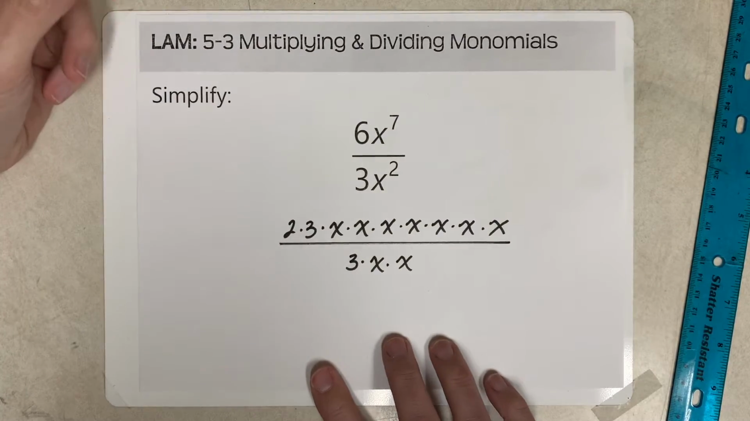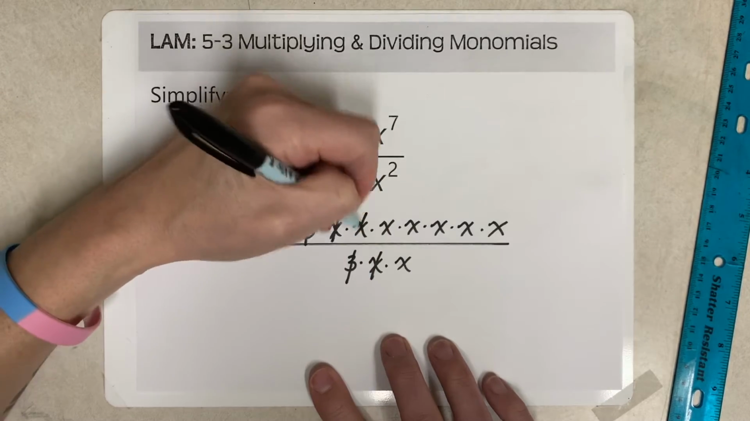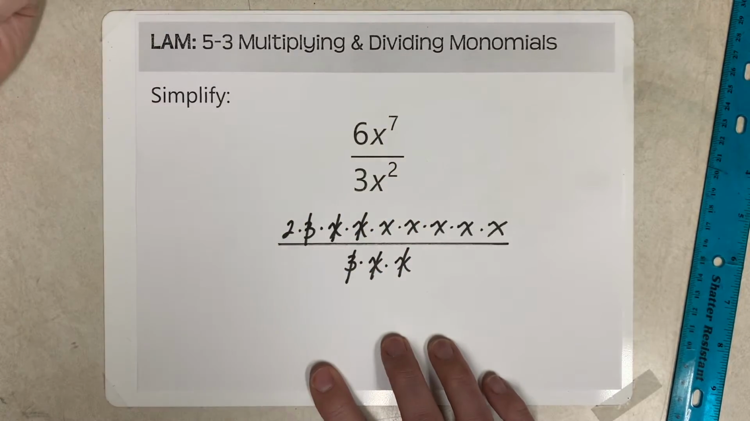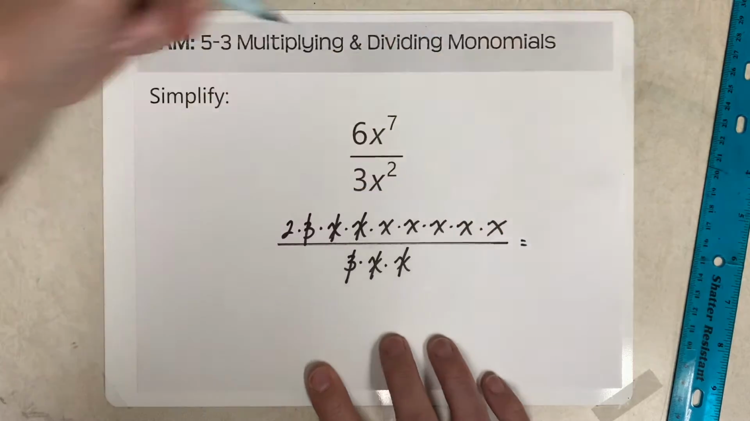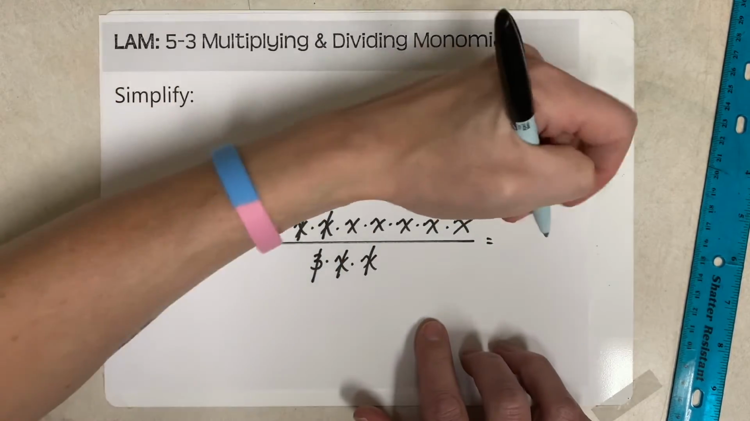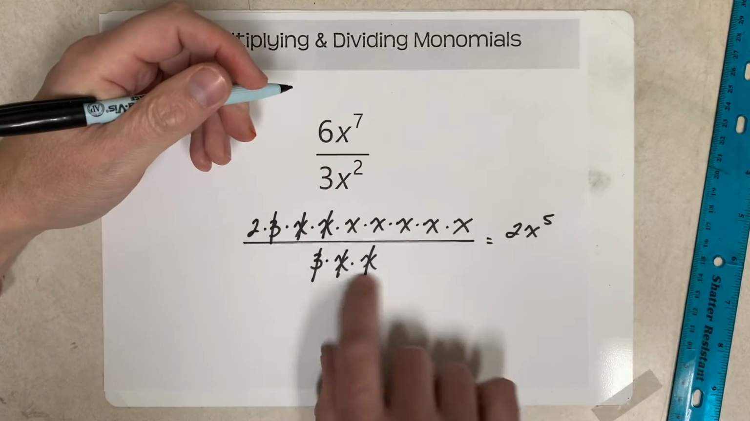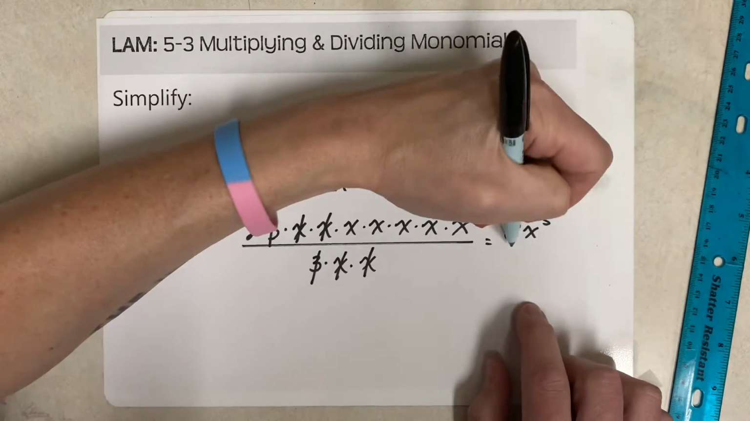So let's cancel some stuff out. 3 cancels, x cancels, and another x cancels. So what's left? Well, what's left is 2, 1, 2, 3, 4, 5 x's, so 2x to the 5th. Everything in the denominator canceled, so that's it.